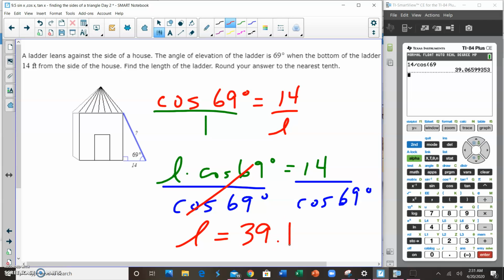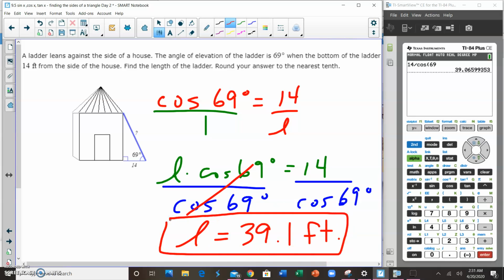39.1. And there is units, so this is going to be feet. I don't know if there's actually a 39.1 foot ladder, but if there is, that's what it would be.